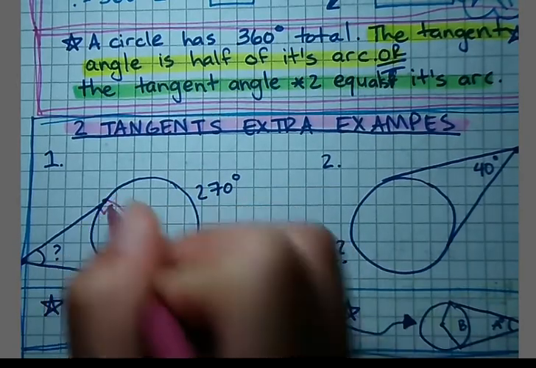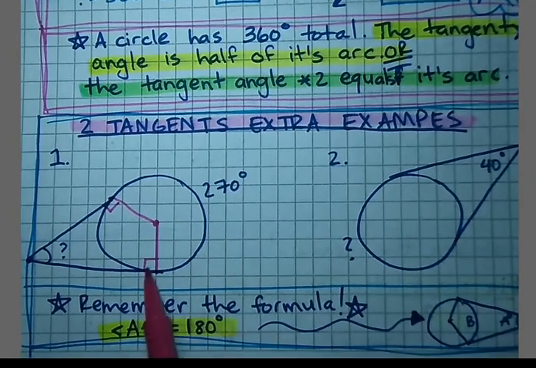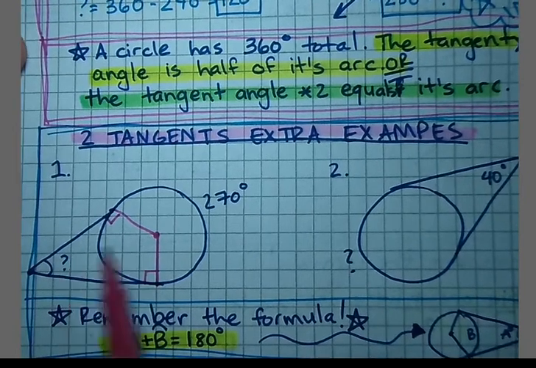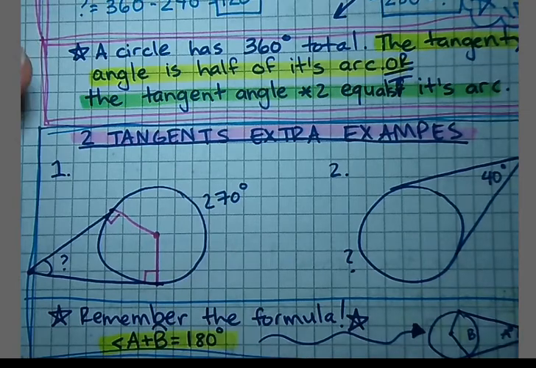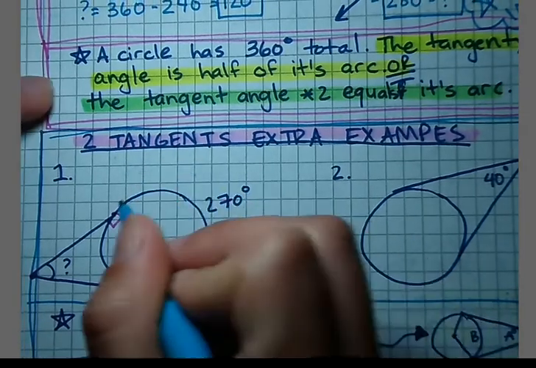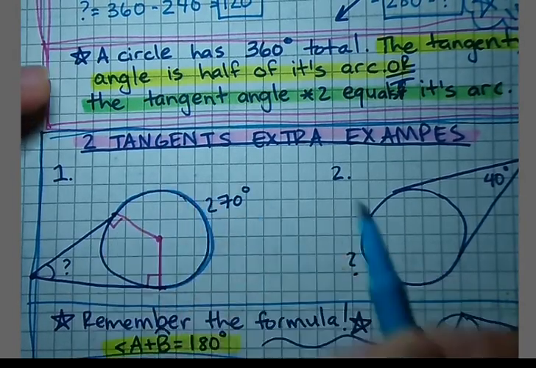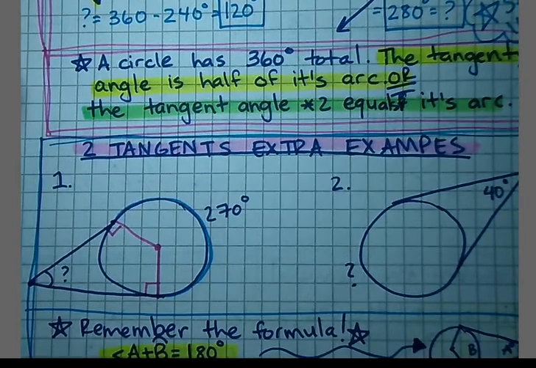Okay, these are both 90 degrees. And now these two things are going to have to add up to equal 180 degrees. But we don't know this arc yet. We don't know the arc, so we don't know the angle. But we do know that this whole arc is 270 degrees. So to find the other arc, all I have to do is subtract from 360.